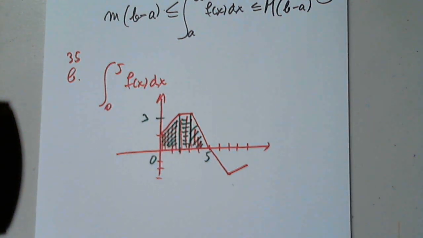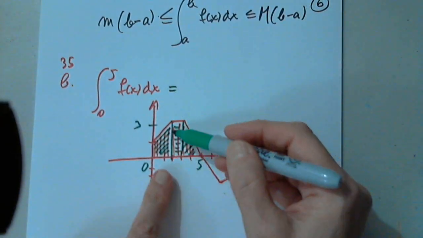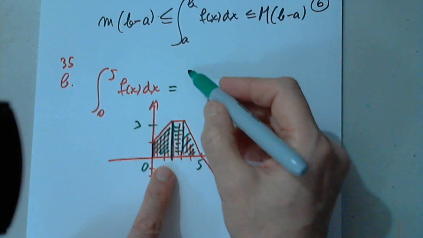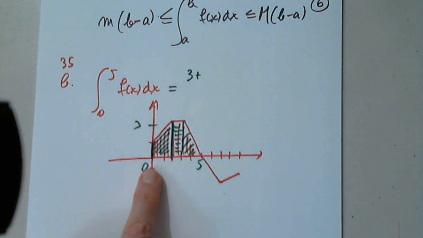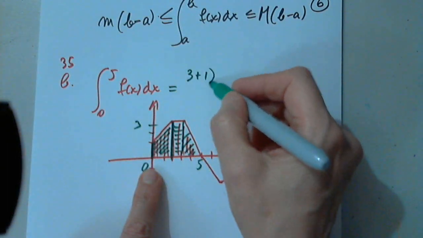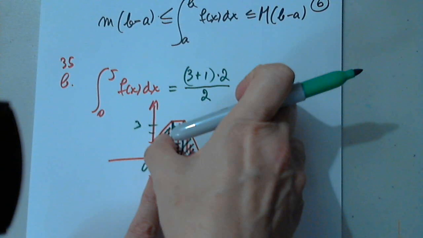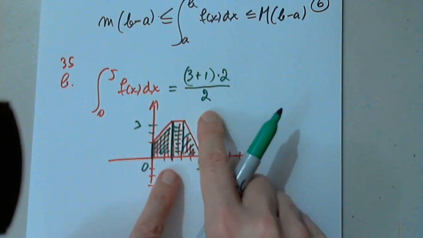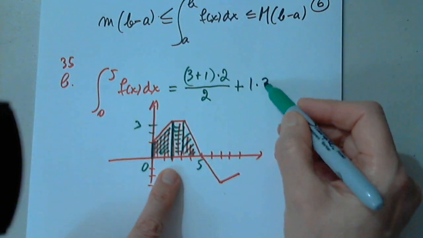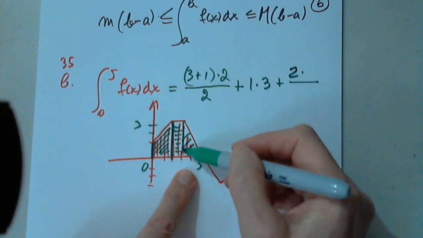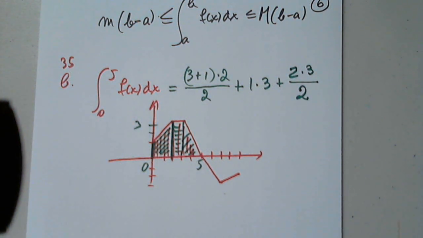Good. So the integral from 0 to 5 of f of x dx will be big base plus small base times the height divided by 2. Big base is 3. Small base was 1. So plus 1 times the height of 2 divided by 2. That's the area of the trapezoid. Plus 1 times 3, plus base times height divided by 2. So base is 2, height is 3, divided by 2. So I determine the area using a trapezoid, a triangle, and a rectangle.